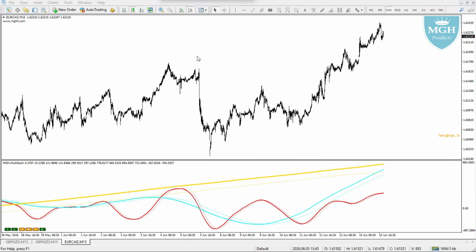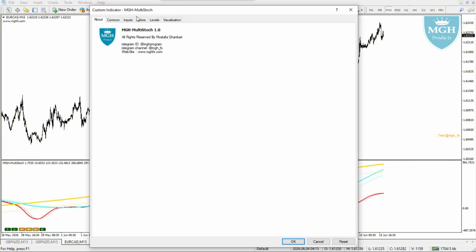So that was MGH-MultiStoch, 6 time frames in one window. Smart conditional alerts, clean graphics, and a structured method to project the possible future waves of the market. The indicator is available for both MetaTrader 4 and MetaTrader 5.